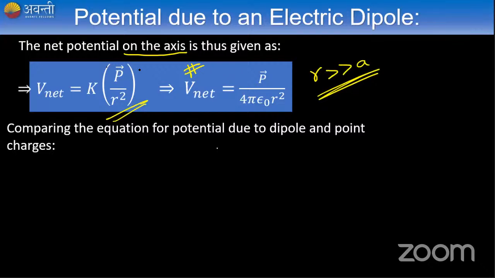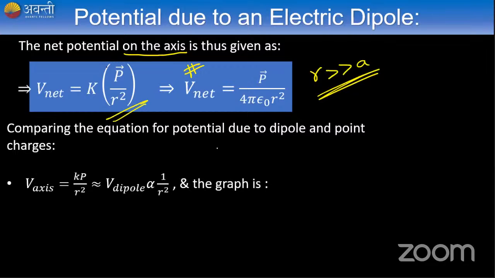I'm breaking the derivation of electric potential into three parts. The first part is on the axis of the dipole. So the net potential on the axis of the dipole is kp by r square. Please remember this. Comparing this equation of electric potential of a dipole with the electric potential of a point charge, what can we conclude?